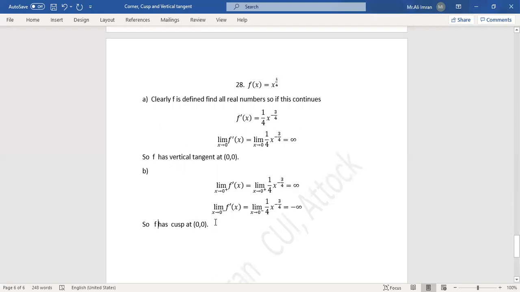So dear students, study this lecture. I do hope if you critically watch this video, you can easily understand the concepts of corner, cusp, and vertical tangent. Still, if you have any question, you may ask in our online class.